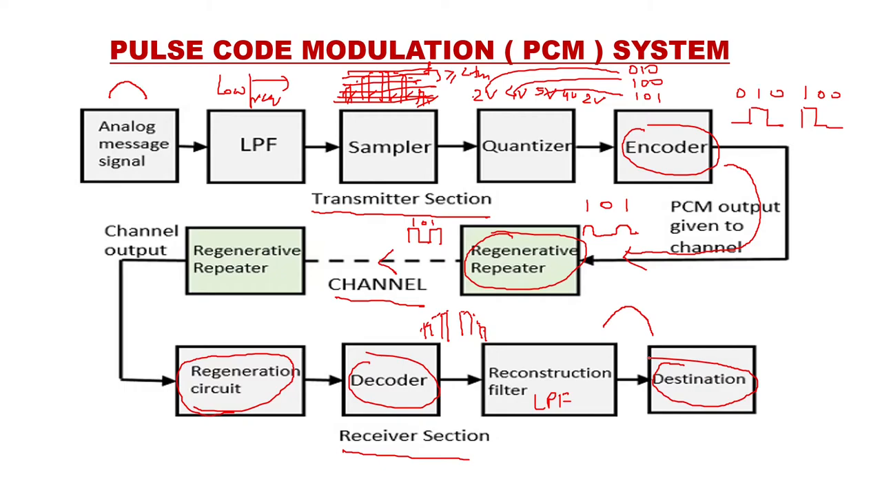Now on each block, you should be able to write a few points. And then you should see that the transmitter section, the channel and the receiver section are explained properly. So we'll see the small notes on that.